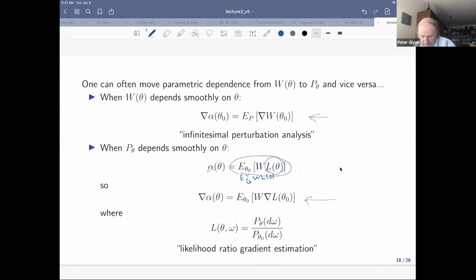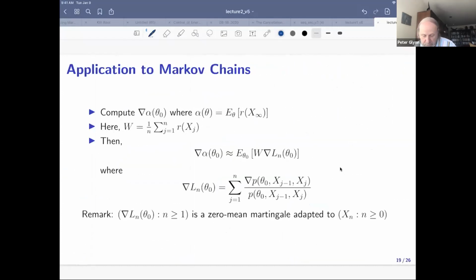All right, so let me now talk about the application to Markov chains. Suppose that we want to compute a gradient of an expected value corresponding to a steady state reward. So think about x infinity as having a steady state distribution, R is the reward function. I want to compute the expected value of the reward under parameter choice theta. And in this case, the natural W would be just the time average reward that I get from simulating the first n steps of the Markov chain. That should be a good estimate of R of x infinity.